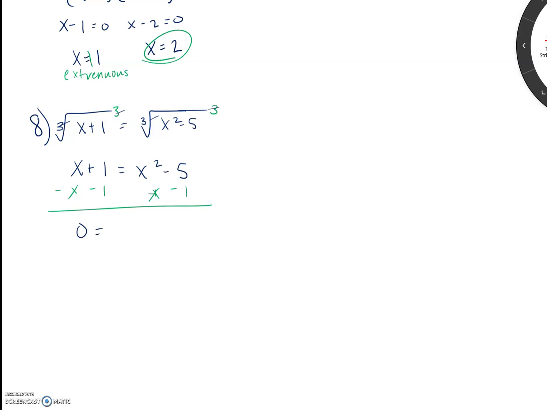Right, so we need to set it equal to 0. Now to factor, we're looking for factors of 6 that will subtract to give us 1, so that would be 2 and 3. They multiply to a negative, meaning 1 is positive and 1 is negative, and they add to a negative 1, so our bigger number is negative.